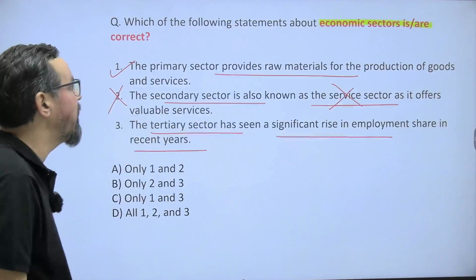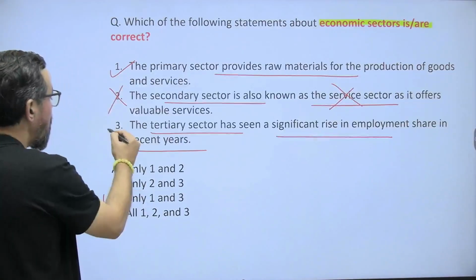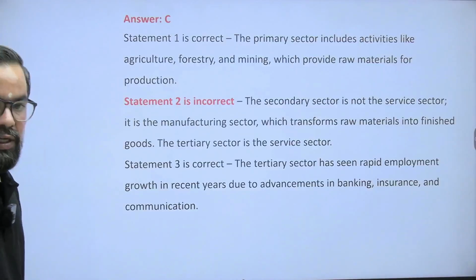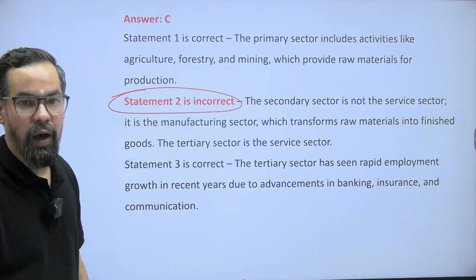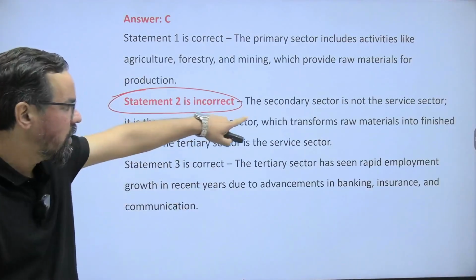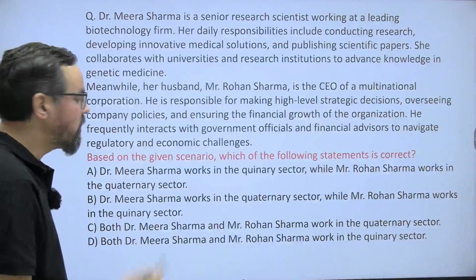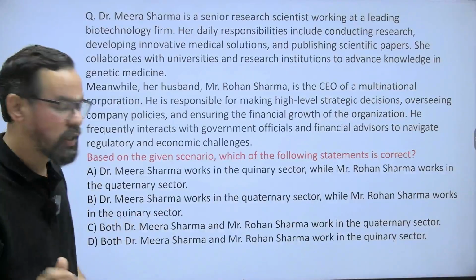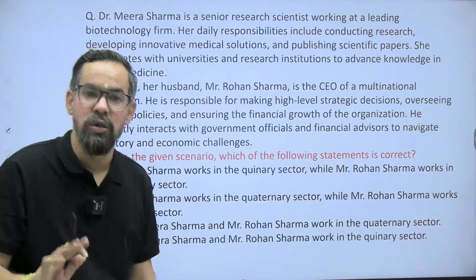So now what we have to find out? We have to find out the correct statements. That means 1 and 3 will be the right answer for this particular question. Only statement wrong was statement 2. Okay? So secondary sector is generally known as construction or industries and all. Now this type of question, quaternary and quinary, was actually part of my examination in October 2023.